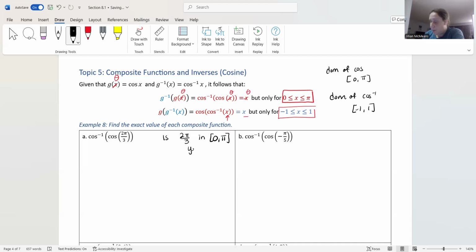So that tells me that these two can successfully undo each other because we've met the domain requirement for the input function. That just leaves me with the input of the innermost function, so this equals 2 pi over 3. As long as you meet that domain requirement, it's really quite simple. You just have to make sure you meet the domain requirement. And something like part B, yikes. Okay, let's look at part B.